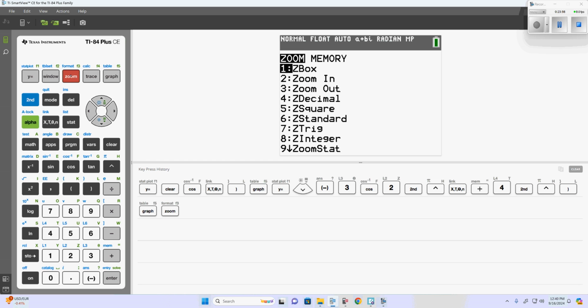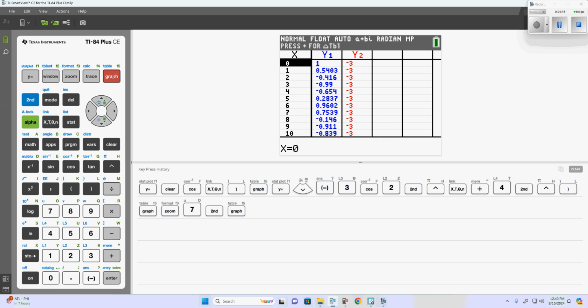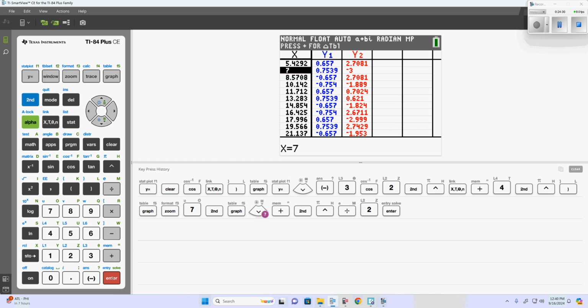Zoom. Number 7 is trig. So it'll get it actually between, so the x values are going to be pi over 2, pi, 3 pi over 2, 2 pi. So they get a better trig standard. Let's see if it'll do this here. Second table. Table, let's do pi divided by 2. And again, they're giving us radians, so it doesn't help us a whole lot.